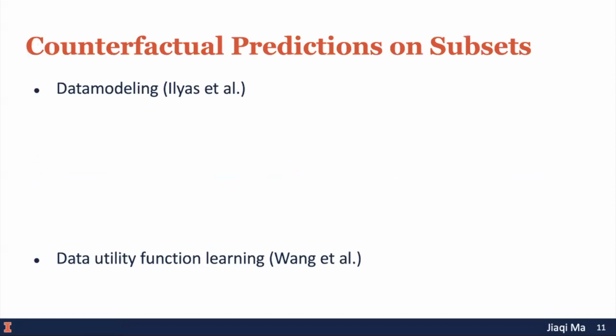There are two recent papers that formulated similar versions of this counterfactual prediction problem under different contexts. In one paper, it is called data modeling, while in the other paper, it's called data utility function learning. Here we'll use the first one to formalize this problem.